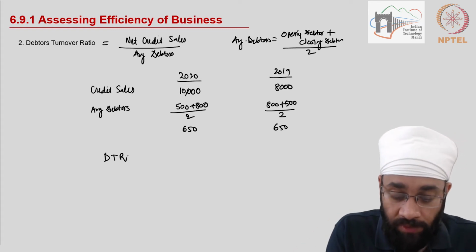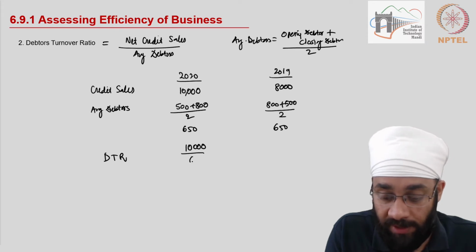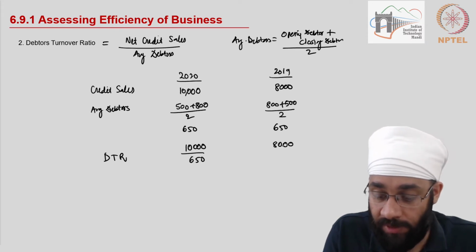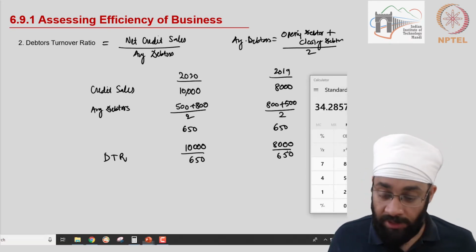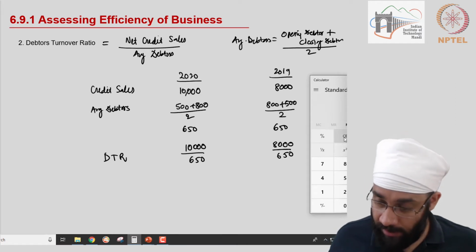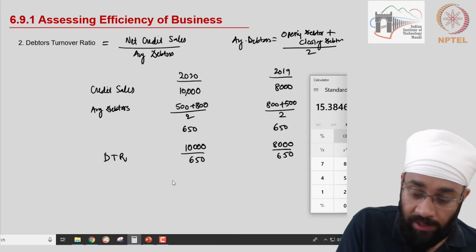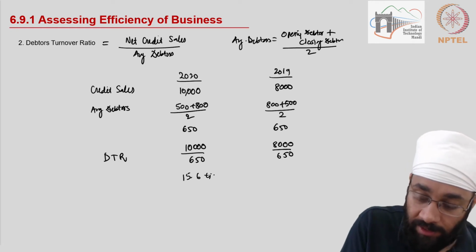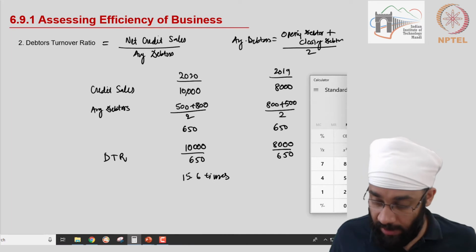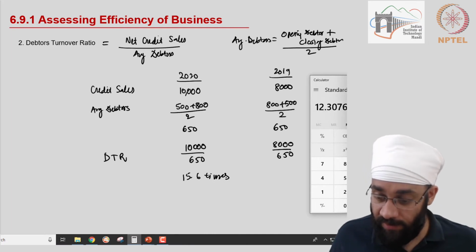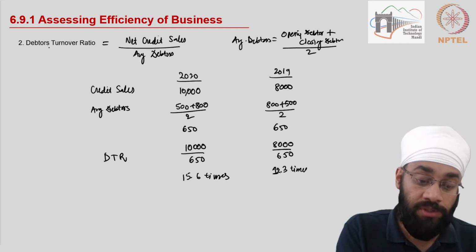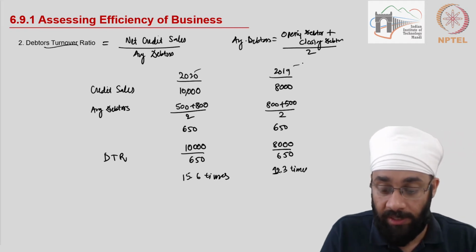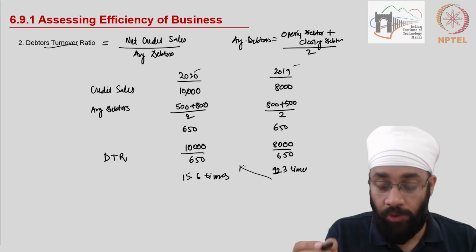The debtors turnover ratio comes out to be 10,000 divided by 650 and 8,000 divided by 650. So I'll just use a calculator to figure out the amount here. 10,000 divided by 650 gives me 15.6 times. On the other hand, we have 8,000 divided by 650, which is 12.3 times. These are the two debtors turnover ratios for 2020 and 2019. The ratio has gone up in 2020.